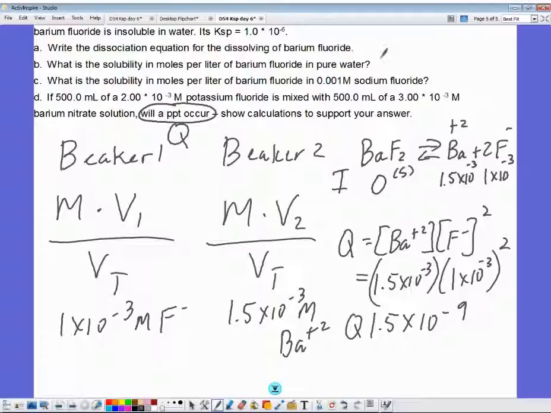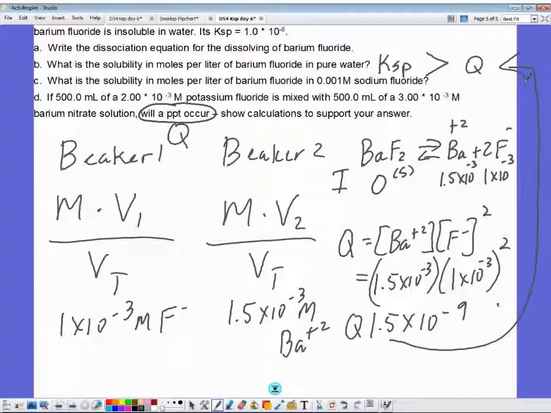Now let's do this. How do the KSP and the Q compare if the Q is 10 to the negative 9 and the KSP is 10 to the negative 6? Okay. All of these right here. Will a precipitate occur? I can't answer that question until I get all the way to my Q value and take my Q value and compare it to my KSP. I can't answer it until I get there.